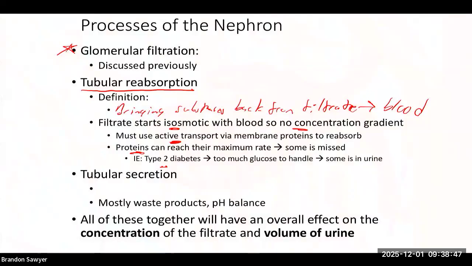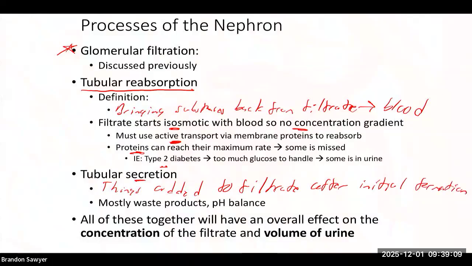Okay, so that's reabsorption, and then secretion is the opposite. These are things that we're adding to the filtrate after initial formation. We have the initial formation of our filtrate up here, and then there are certain things where that wasn't enough. We want to get rid of more of that thing than came in originally, so we secrete it into the filtrate. Tubular secretion is the term for that. These are mostly things that the body wants to get rid of.